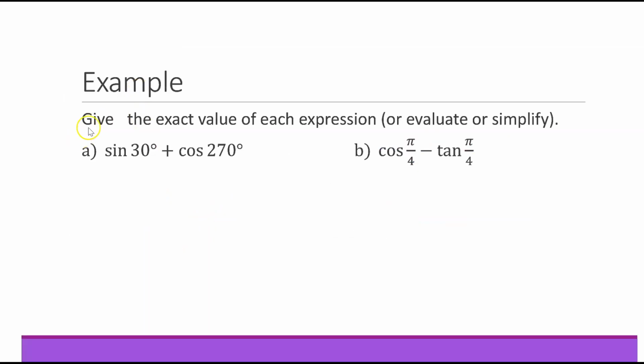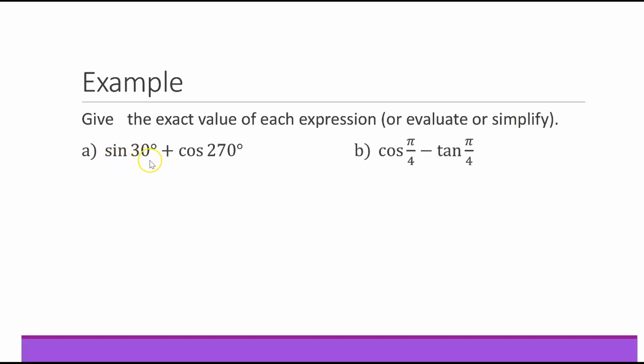In this example, we're asked to give the exact value of each expression. Or we could have been asked to evaluate or simplify. So all of these are a set of instructions that are equivalent. Sometimes students struggle with, I'm not sure what to do here because the instructions are slightly different. So we could be asked to give the exact value, evaluate, or simplify. And in all of these cases, we're trying to find the ratio of those side lengths, right?